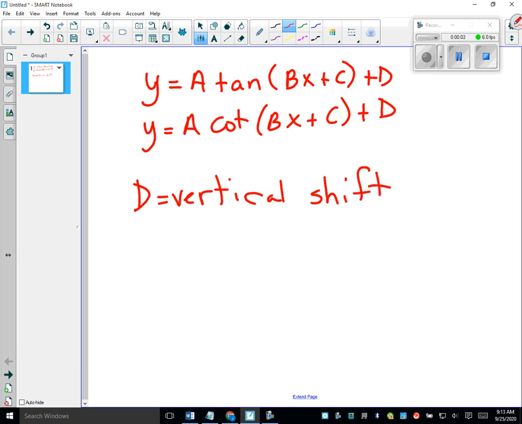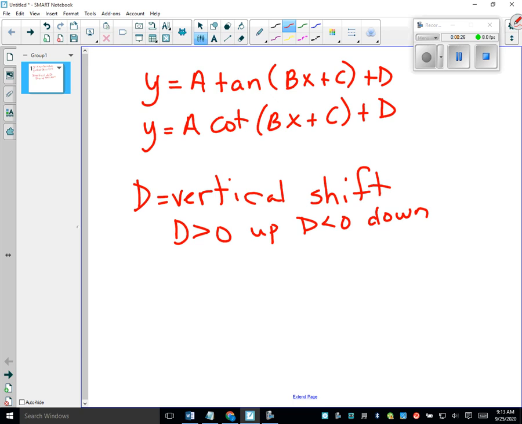V is the vertical shift. If it's greater than 0, what is it? Up. If it's less than 0, it is down. Right? You understand that?